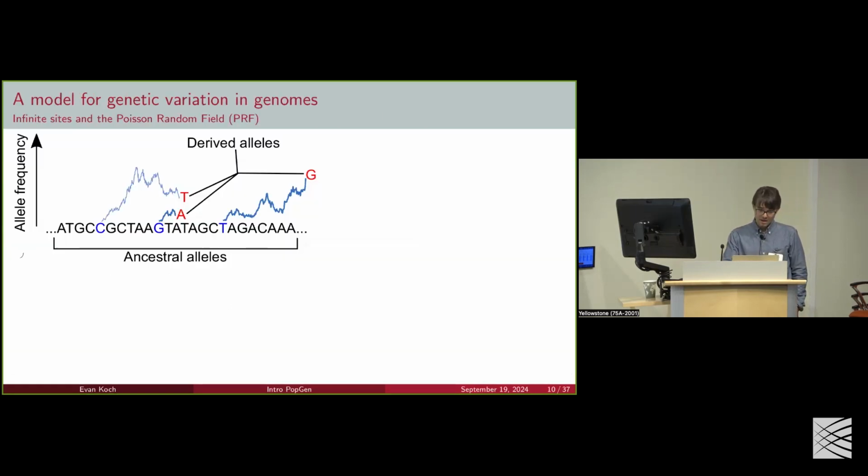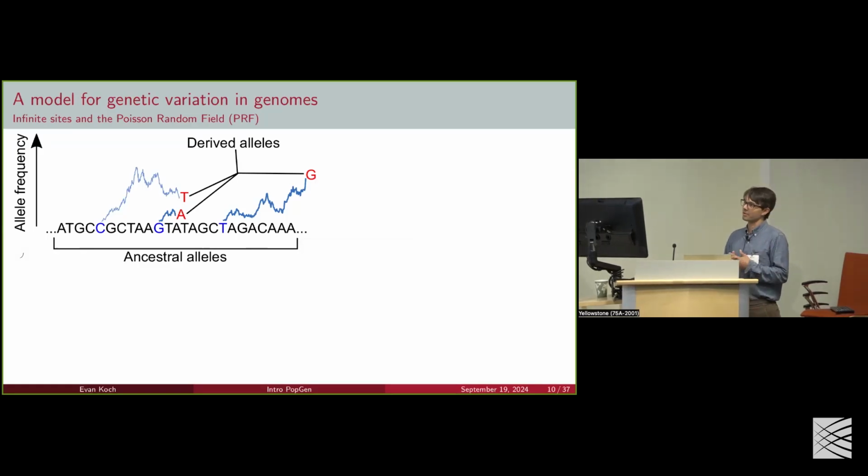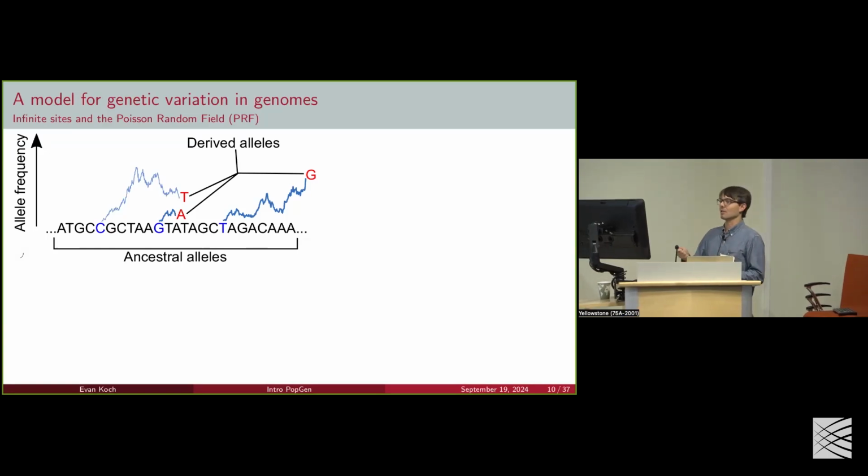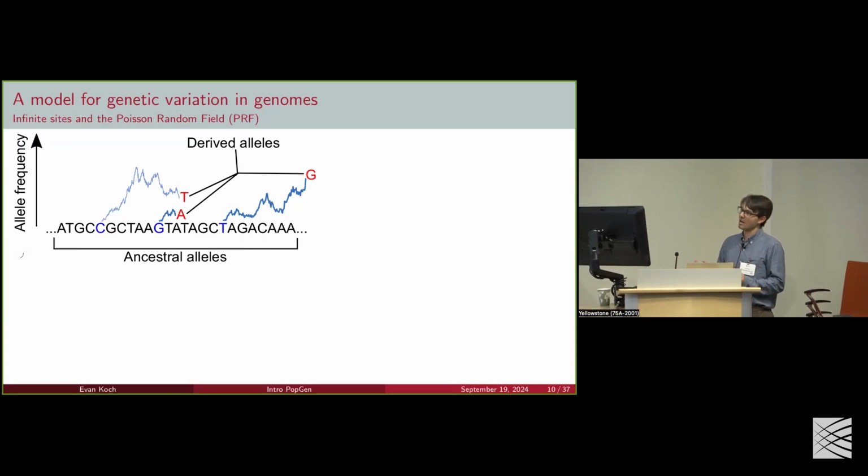Now, complicating things just a little bit further, the previous slide was a model for a single site. Genomes are large, and we don't necessarily want to model site by site all the time. So one trick that we can do is use what's called an infinite sites model.